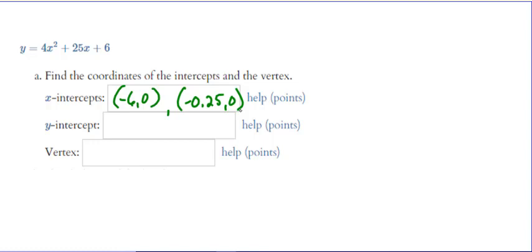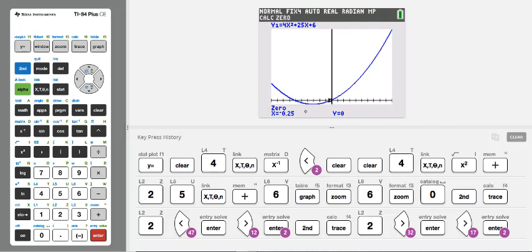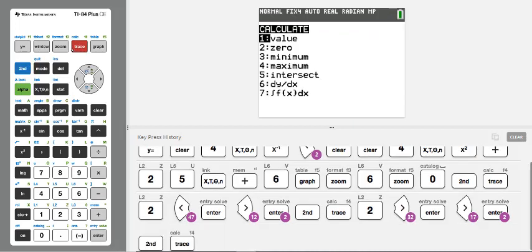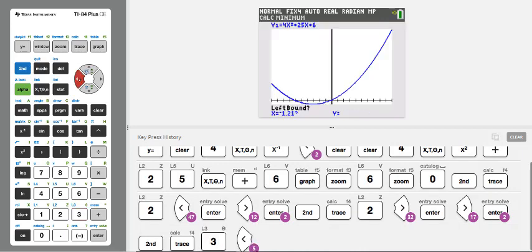Now, let's go find the vertex, and then we'll come back and talk about the y-intercept here in a second. So the vertex is down here. It's the minimum. So second trace, number 3, and we're going to create a left bound and a right bound. We just need to be up on a side, not down in the valley. Where up on that side, it really doesn't matter, as long as you're not down in the valley, the lowest point. So I've got my left bound and right bound. They are a little lopsided, as you can see. I've got a little bit more up on my left, but that's okay. I don't want to be down here in the swag of it, in the little minimum part.